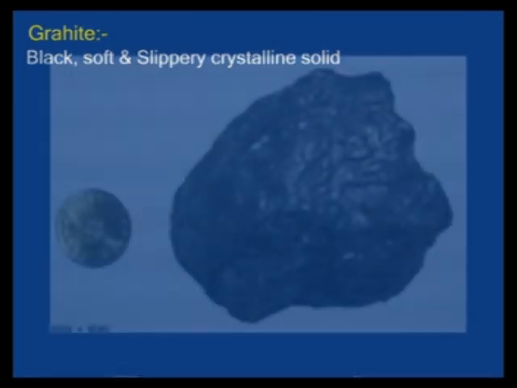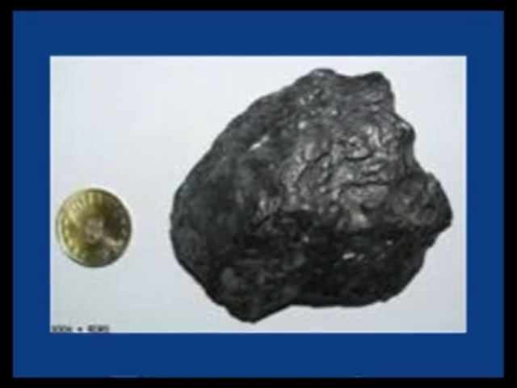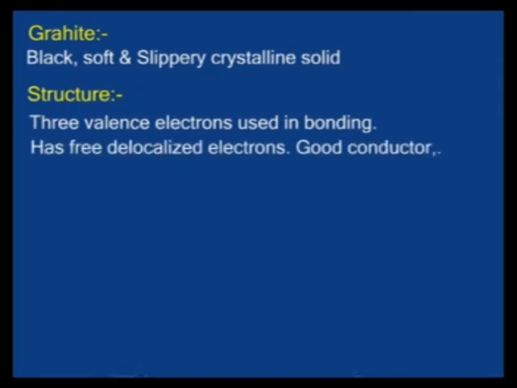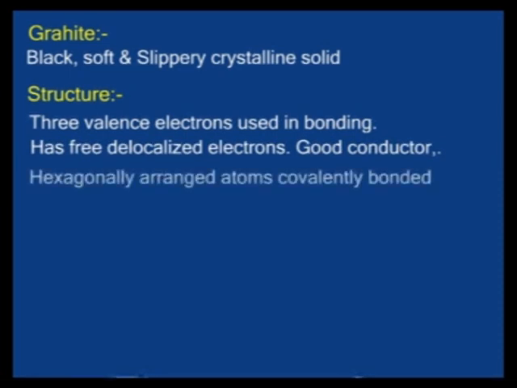The next allotrope of carbon is graphite, and graphite is a black, soft, and slippery crystalline solid. So that's the image of graphite. Structurally, in graphite, 3 of the 4 valence electrons of carbon are used in the formation of covalent bonds. There are thus free delocalized electrons in graphite, and thus it conducts electricity. Graphite structure consists of hexagonally arranged carbon atoms covalently bonded together, each atom to 3 others.